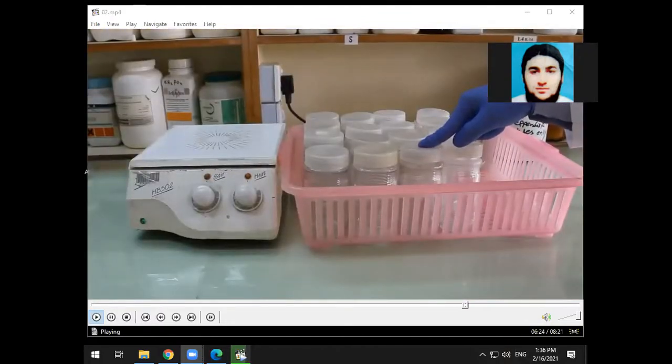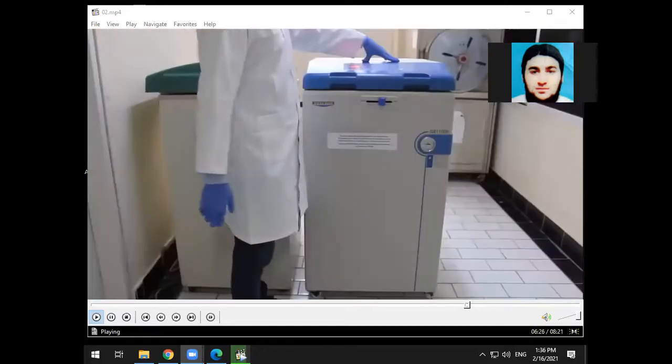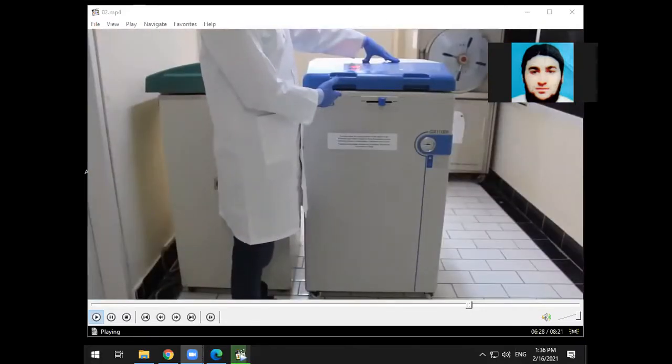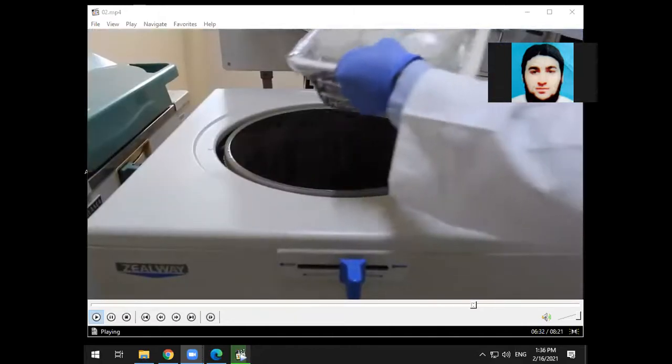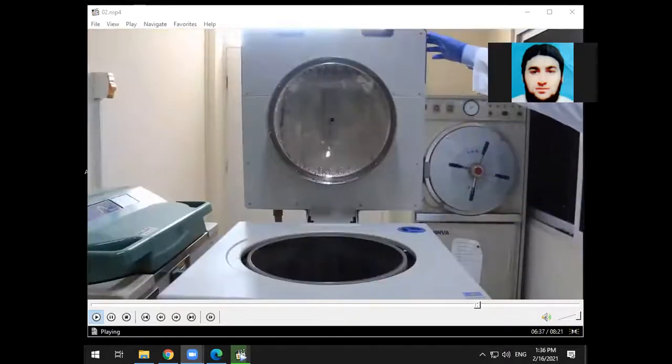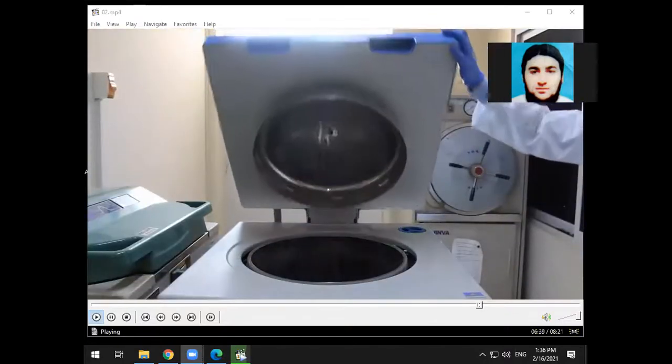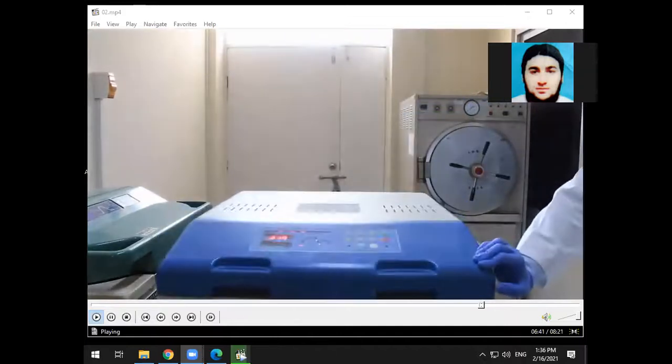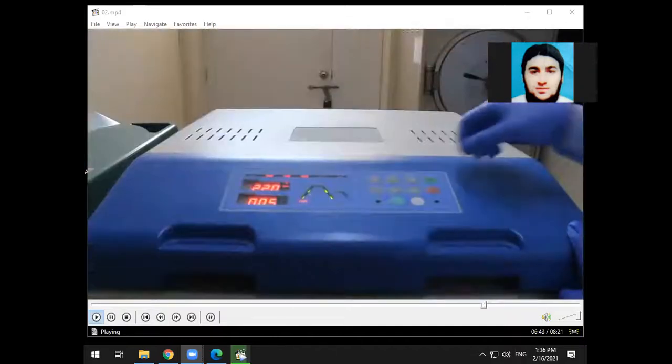And proceed to the autoclave. Turn on the autoclave and open the lid. Place media jars carefully in the autoclave. Close the lid properly and check the outlet valves.